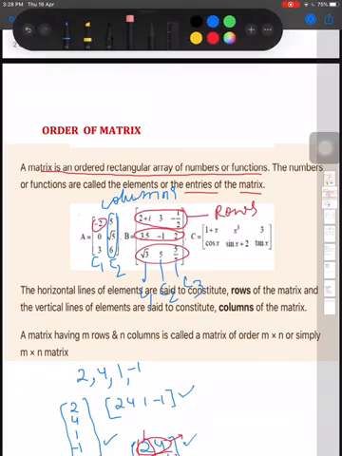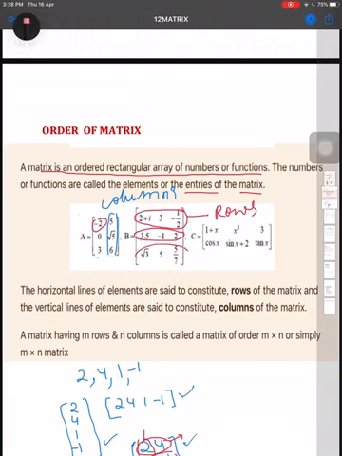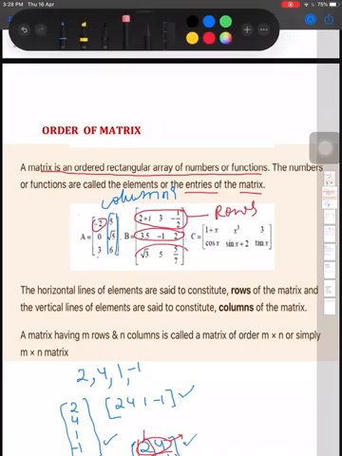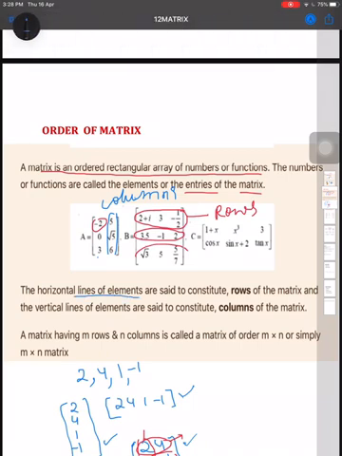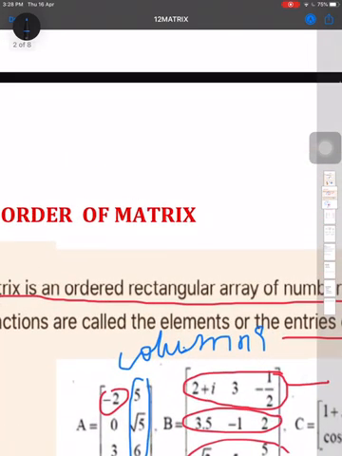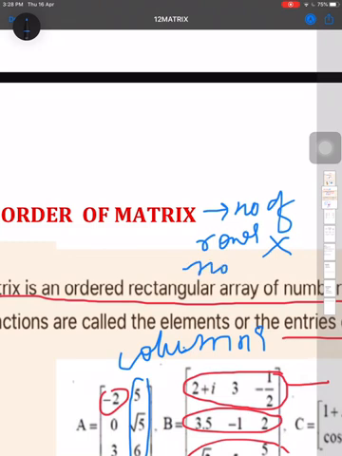So this thing is clear, I guess. Now the horizontal lines of elements, I've told already, are the rows of the matrix, and the vertical lines of elements are known as the columns of the matrix. And here the order of the matrix is given by the number of rows into the number of columns. Okay, order of matrix is number of rows into number of columns. So I think this is also clear.